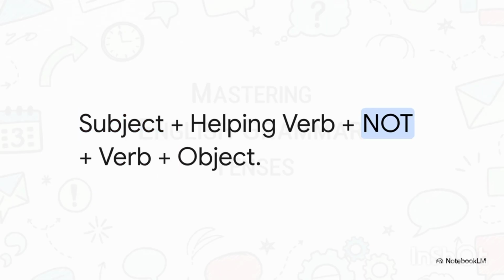Now, when you're expressing a negative thought, I really want you to notice exactly where the word not belongs. It sits precisely between the helping verb and the main verb. Actually, a lot of learners mess this up. Placing it somewhere else is a really common pitfall. But this specific assembly line strictly requires it to be wedged right in the middle.